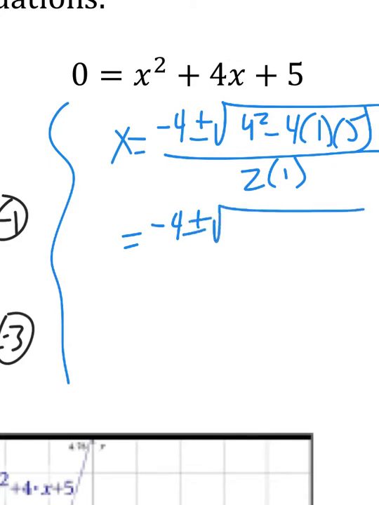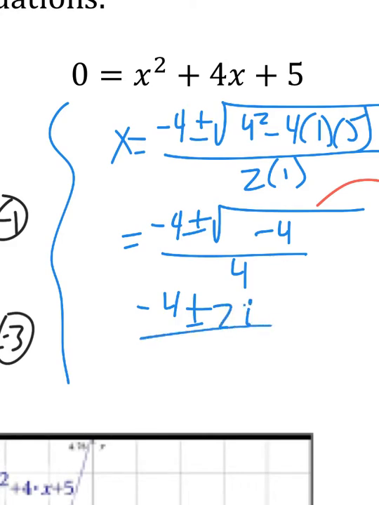What happens inside the square root? 16 minus 20. Negative 4, right? Okay. So negative 4 over 4. Now, does this give us any real solutions? No, because this is worth 2i, right? Okay. So this is negative 4 plus or minus 2i over 4.